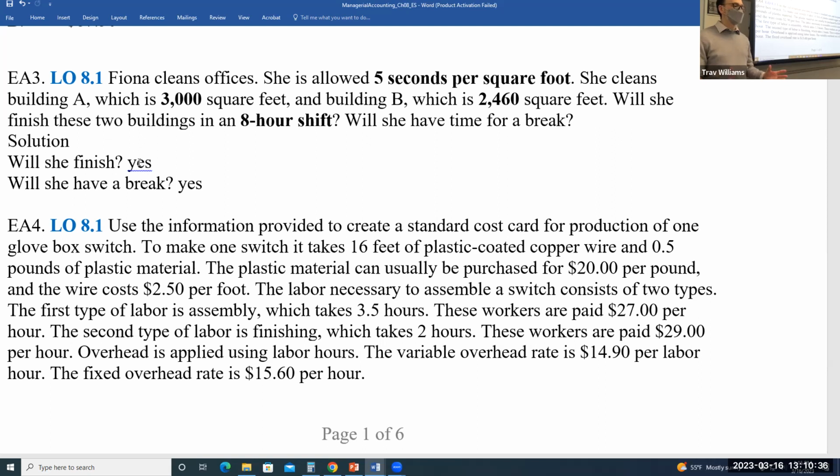Okay, so we added the square footage together, multiplied by 5 to get the total number of seconds. Then we converted that into hours by dividing by 60 and dividing by 60 again. And we saw it was less than 8 hours, right? Okay, that one wasn't so bad.